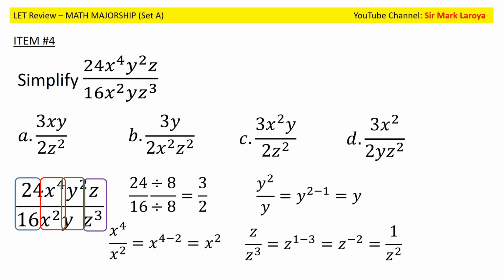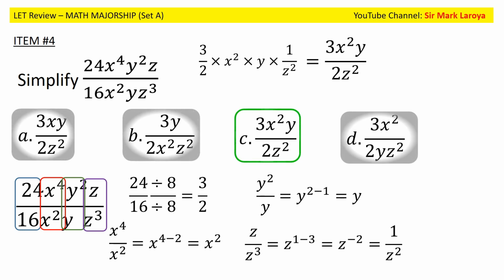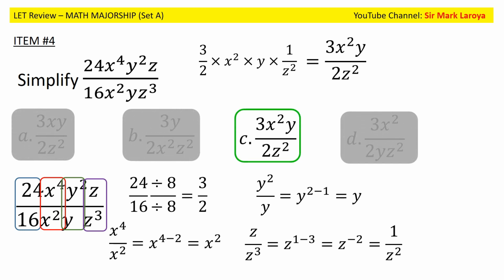So, ang gagawin natin yung mga nakuha natin na 3 halves, x squared, y, at 1 over z squared ay ipagmumultiply natin. So, 3 over 2 times x squared times y times 1 over z squared, that is the same as 3x squared y over 2z squared. So, our answer here is letter C. 3x squared y over 2z squared.